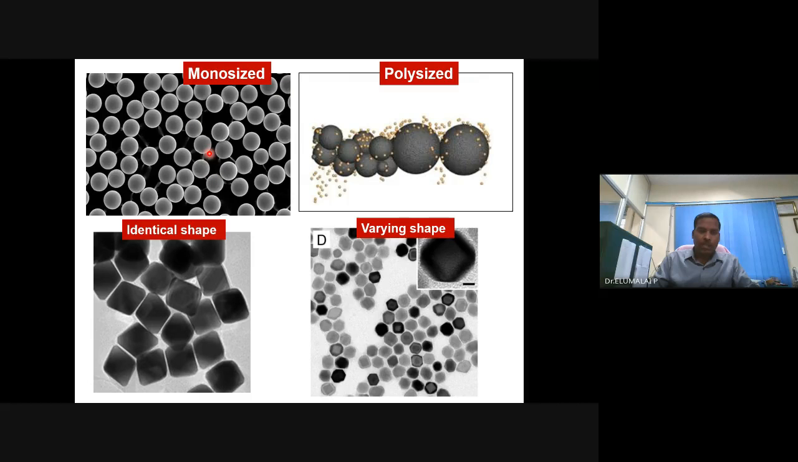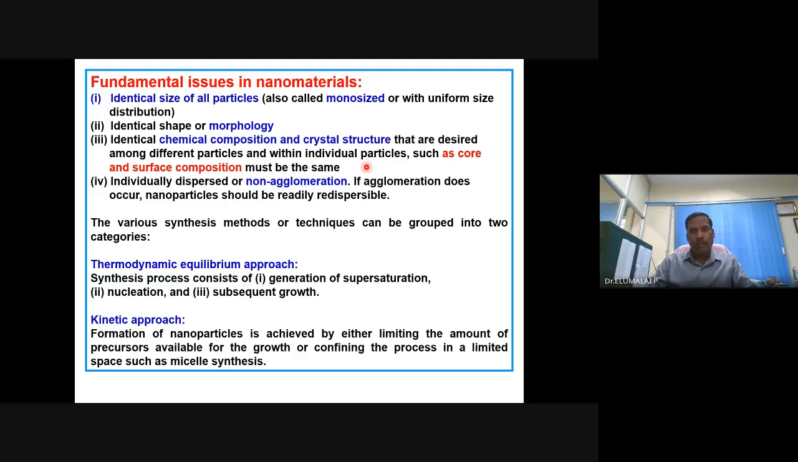It may be gold, silver, platinum, titanium oxide, silicon oxide, nickel oxide, anything. You see that each particle or each grain is similar, highly spherical, same size. But here, spherical, but different sizes. Properties of this material will be different. Properties of these grains will be different. Getting identical size or mono size is very important and it is a challenge.